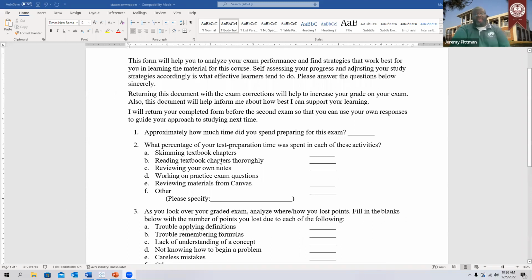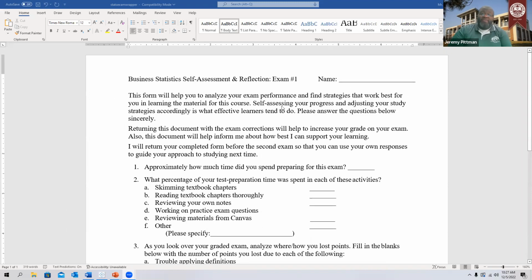So of course, as you can tell, I do have the name of it, and the students can write their name here. And what I pretty much tell my students is, hey, this is really designed to help you look at your exam performance and then to help you figure out what types of things you can do to best help you learn the material in the class. So part of this is teaching our students using a growth mindset by getting them to self-assess their progress.